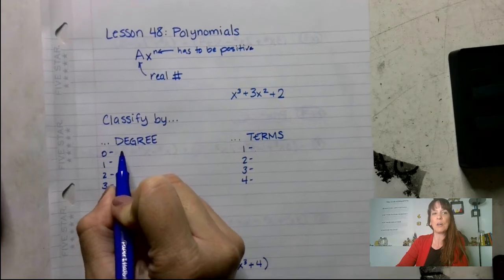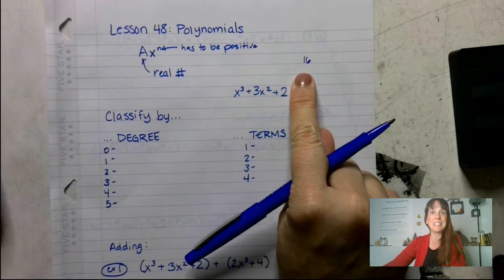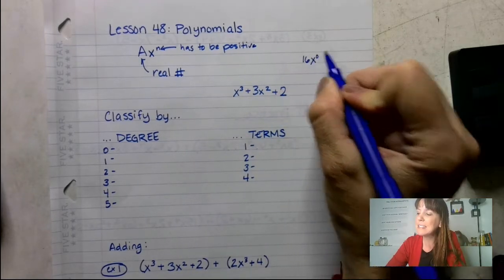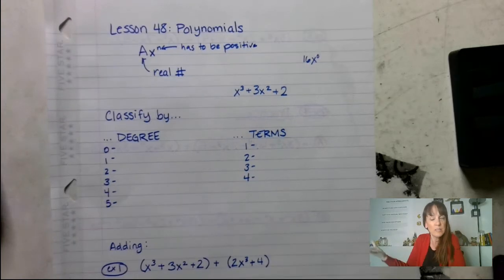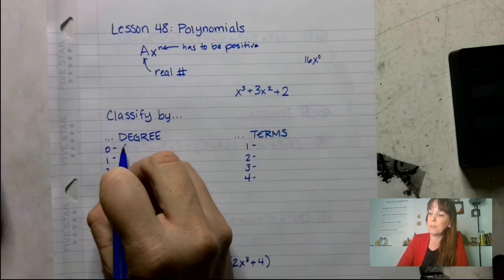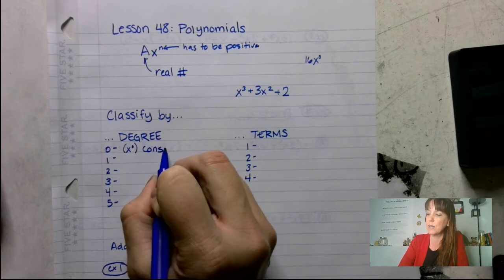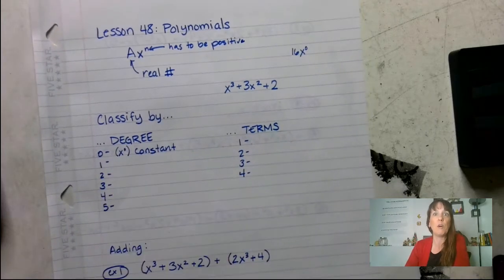If it is 0 degree, and what I mean by that, 16. That's a polynomial, but it's a 0 degree. Why, might you ask? Because if I put x to the 0 power, remember anything to the 0 power is 1. 16 times 1 is 16. Therefore, we're allowed to do that. So I'll put that in parentheses so you remember that. That is called a constant because it doesn't change. We got nothing there that's going to change it. Constant.